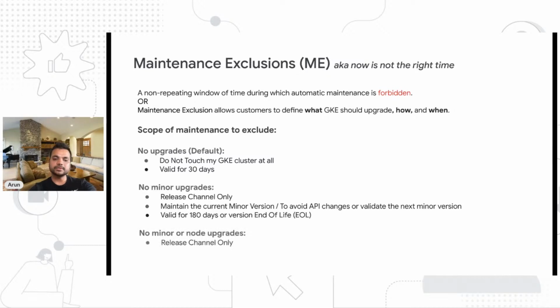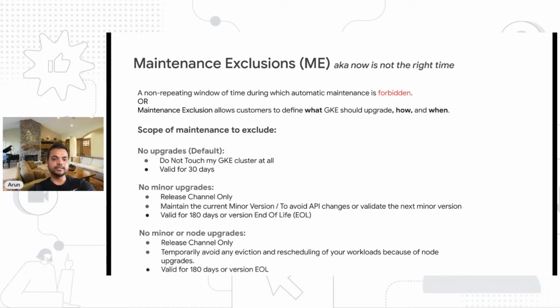And then we ask GKE to not upgrade the minor version, which is do not upgrade 1.24 to 1.25, and then do not upgrade nodes at all. So this one again is part of release channel. And if you want to avoid any eviction and rescheduling of your workload, you can choose this option. And then again, it's valid for 180 days or version end of life, whichever comes first.